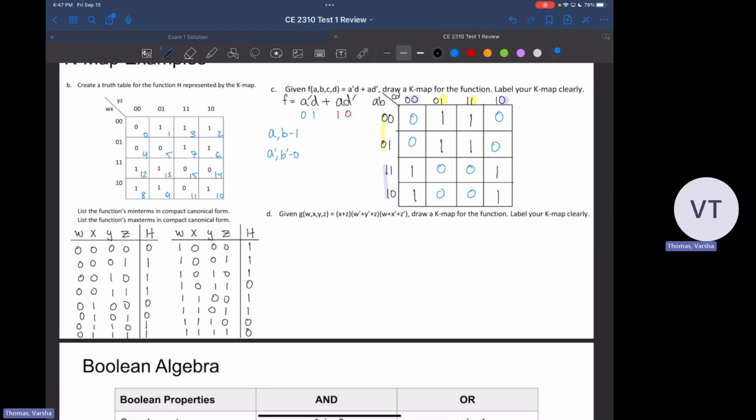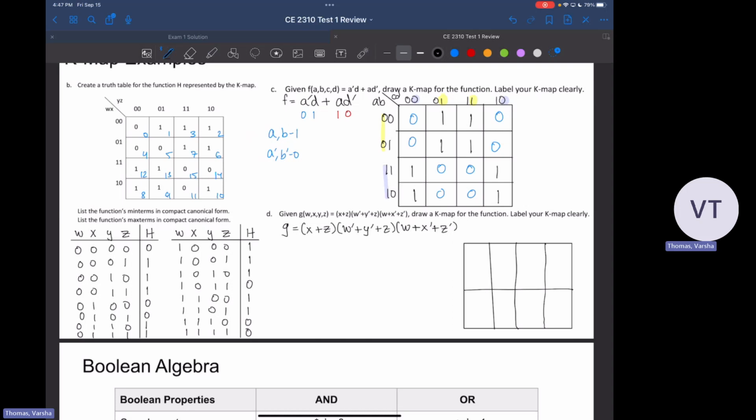So for this third equation here, I'm going to rewrite it down here. T is equal to X or Z and W naught or Y naught, Z, W, Z naught. Okay. And I'm going to draw my little K-map on the side. It's going to be a smaller K-map. 0, 0, 0, 1, 1, 1, 1, 0.